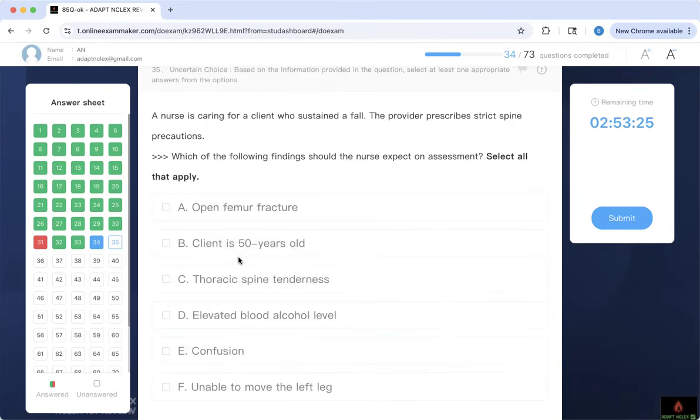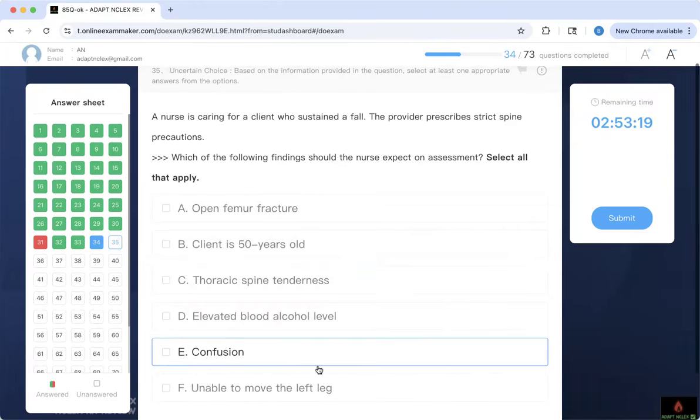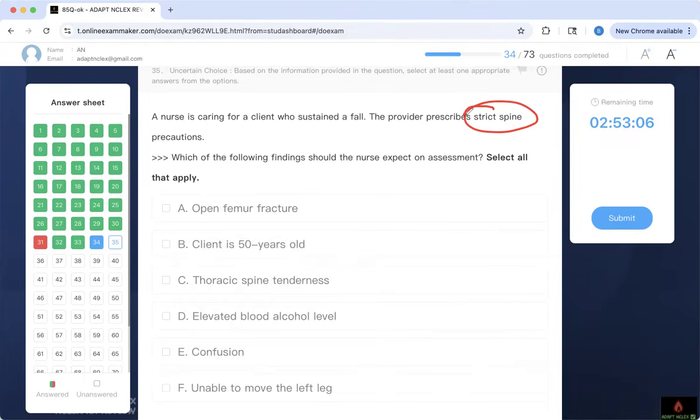Open femur fracture, client is 50, thoracic spine tenderness, elevated blood alcohol level, confusion, unable to move the leg. It's a select-all-that-apply. If you don't have any idea, pick those that make sense. If I'm dealing with somebody's spine, that means there's a fracture there. I don't want to cause spinal cord injury. So which of this will be consistent with that? Why will I institute spine precaution?